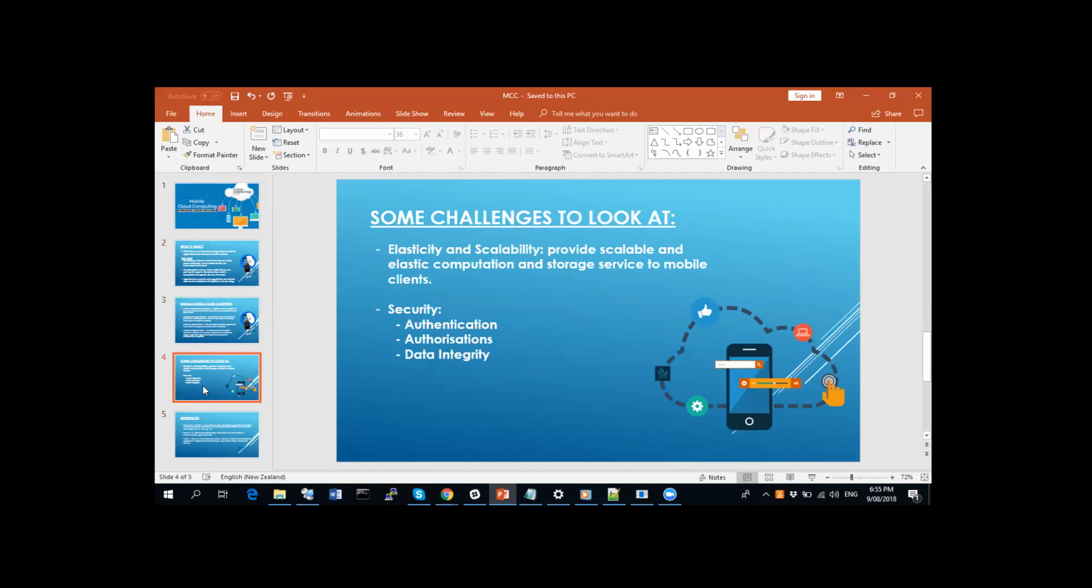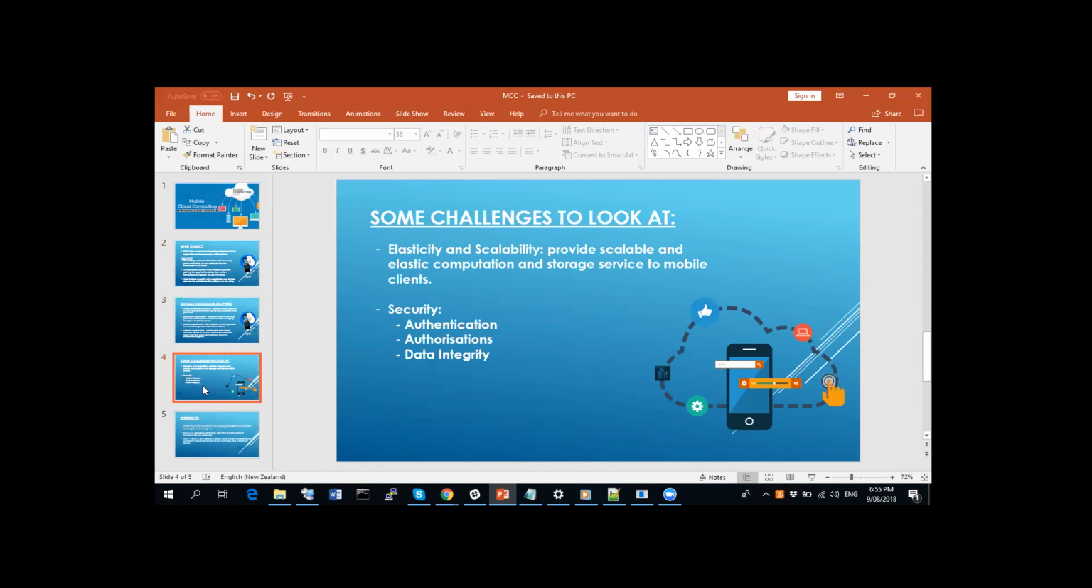Some challenges: elasticity and scalability. This basically deals with resource allocation. It's crucial to have scalability and elasticity in terms of resource allocation. When a cloud service provider allocates resources to, say, a mobile device, it takes into account the CPU, the memory, the processing power, and the bandwidth that it might need. It's very difficult to achieve this scalability and elasticity based on the demands of users, the workloads, and the prediction. How can you predict how many resources you would need for a particular task?